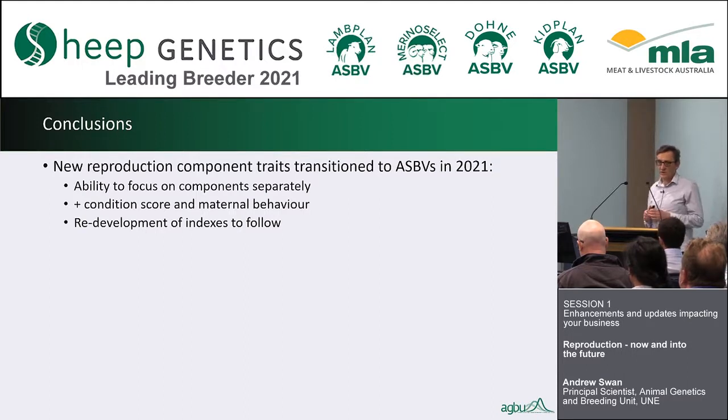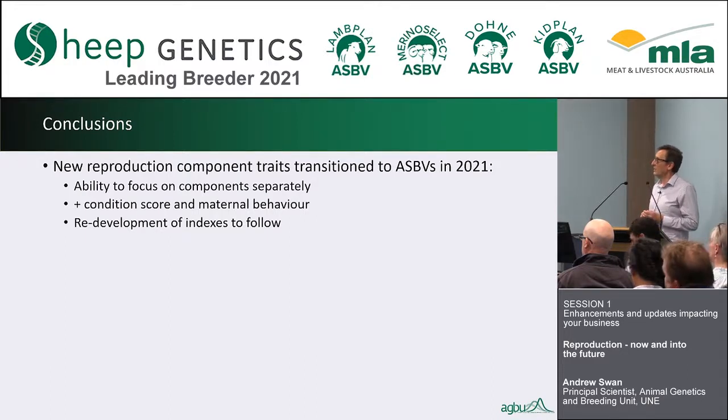Anyway, just to summarise, Mr. Chairman, we have these new reproduction component traits. They work better than the old analysis, and we're transitioning them to ASBVs in 2021. In addition, we'll have the breeding values for condition score and maternal behaviour, and then we'll be redeveloping the indexes to use this new information over the coming year or two.